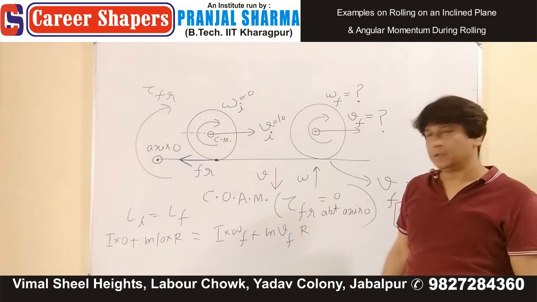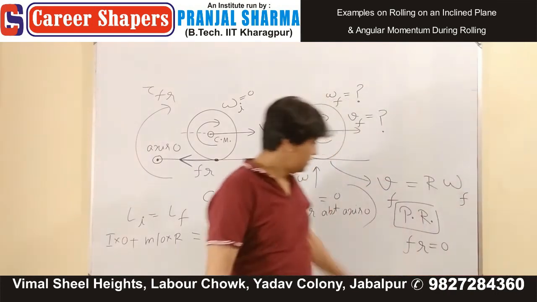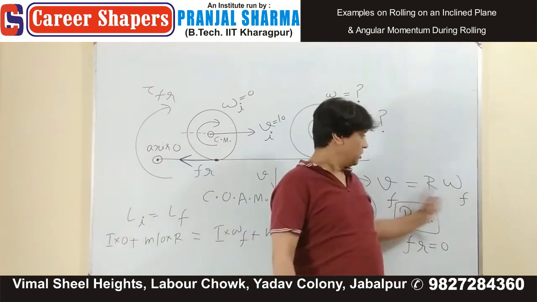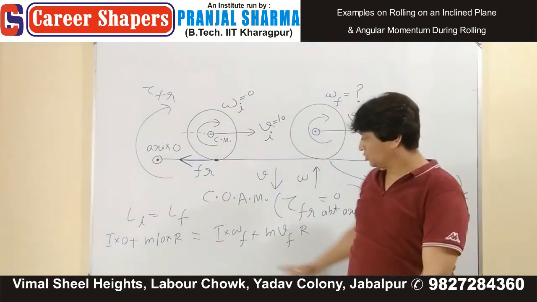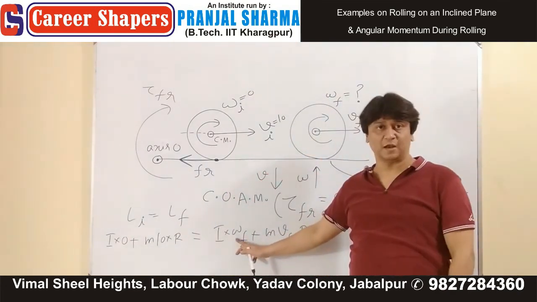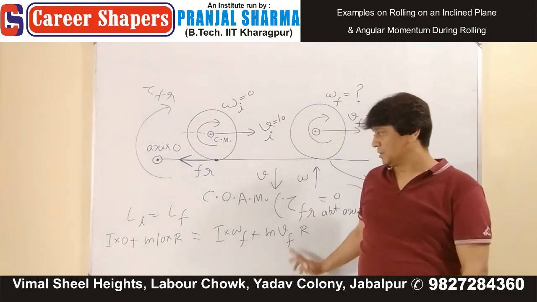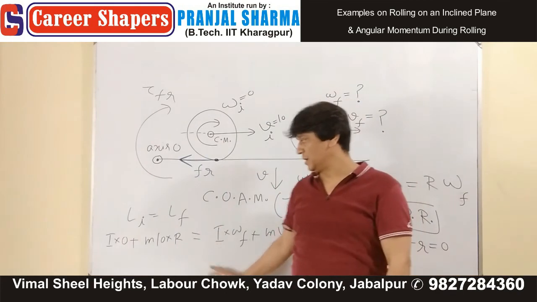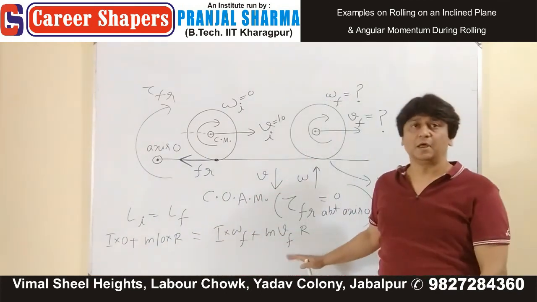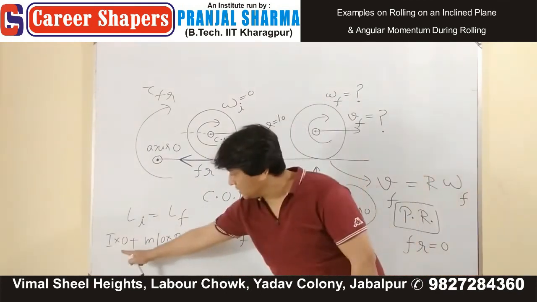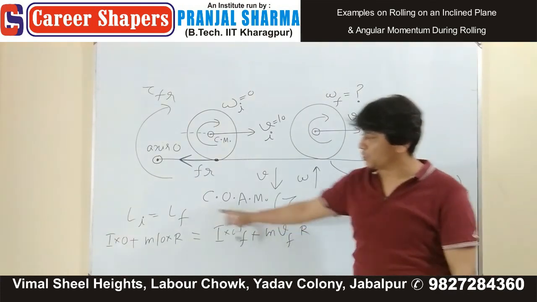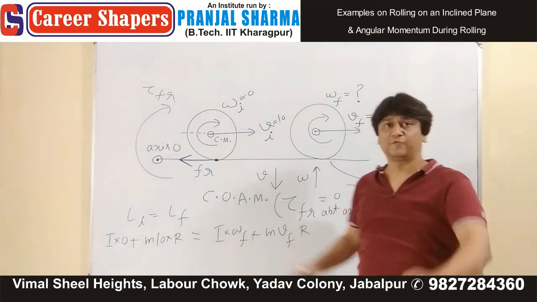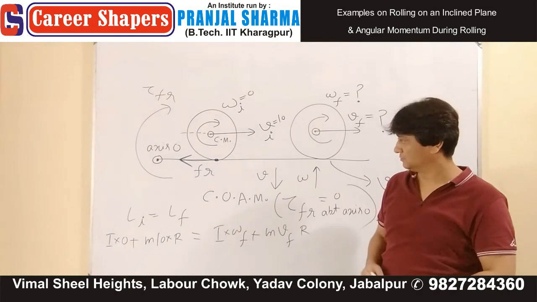Done. What has started? Pure rolling. Because of this, omega and V are related. So you can replace omega with V final upon R. They will give you the type of body. You have the value of I. Put it in this, and in just one line using COAM, we can find and solve the question.